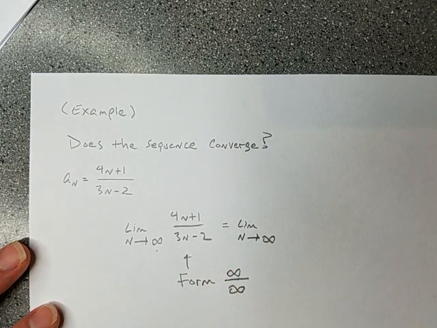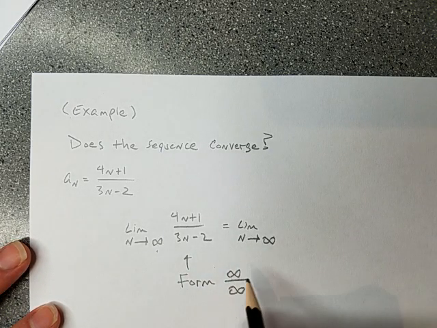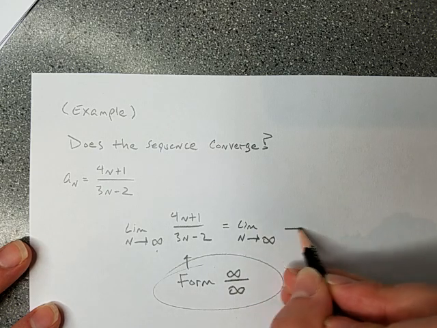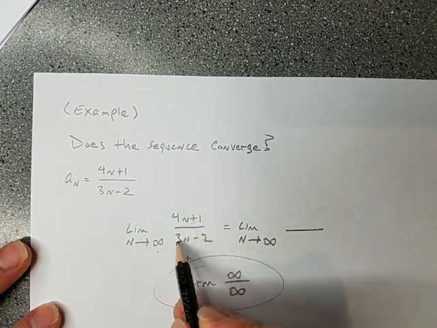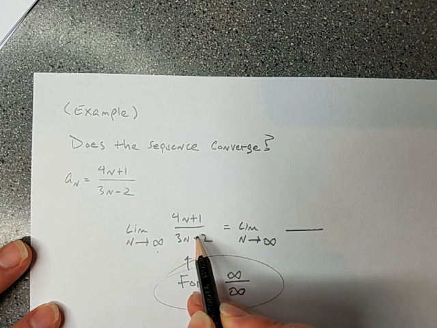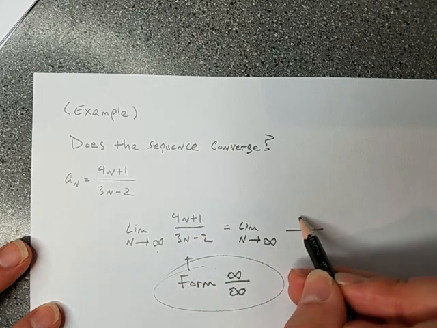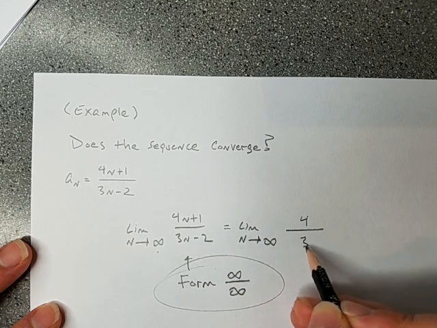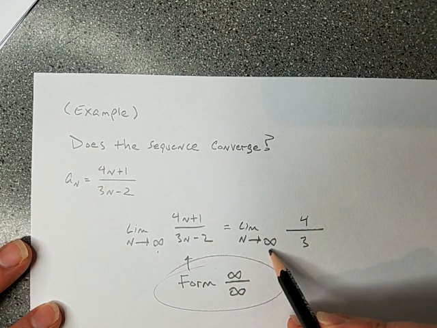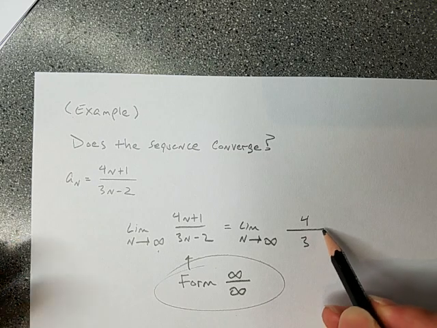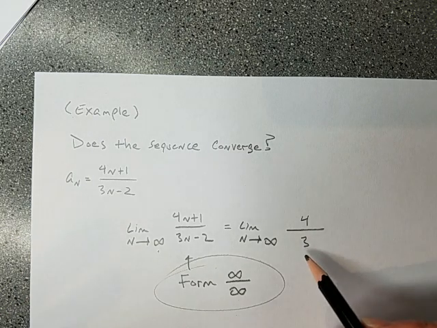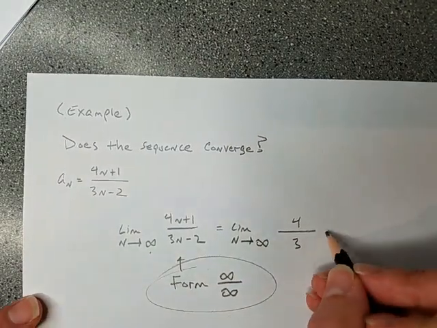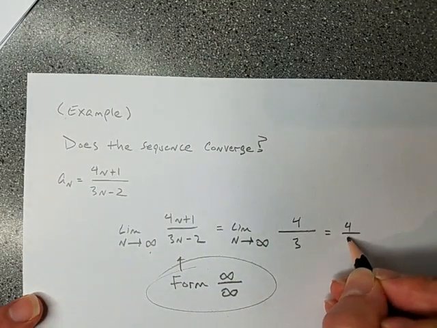L'Hopital's rule is very easy. It says if you have that form, you can reapply your limit to the derivatives of these individually. So what's the derivative of 4n plus 1? It's 4. And what's the derivative of 3n minus 2? It's 3. So as n goes to infinity, what happens to 4/3? Well, 4/3 is constant. It's always 4/3. n can go to infinity, and 4/3 is going to be 4/3. So our limit there is 4/3.